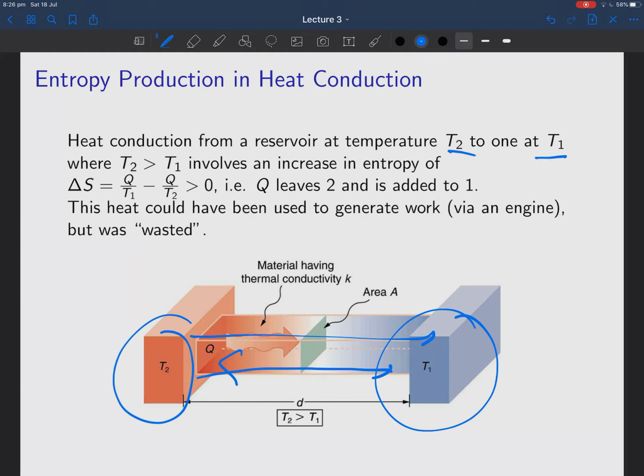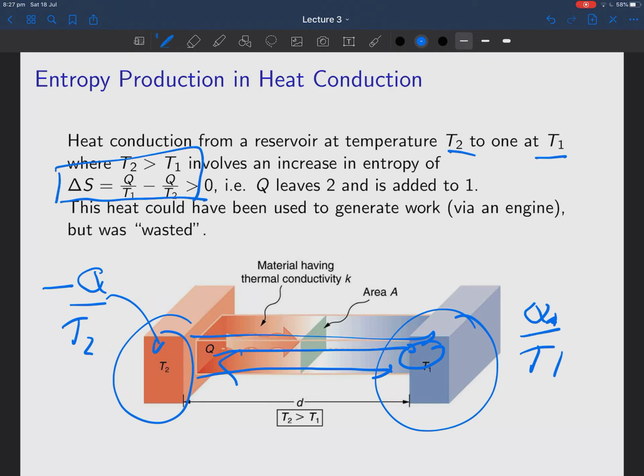So heat conduction from a reservoir at temperature T2 to one at T1 involves an increase of entropy. Why does it involve an increase in entropy? Well, because this particular object here, when there's an amount of heat Q flowing to it, it has an increase in entropy of Q on T1. And this brick, which is hot, minus Q leaves it at temperature T2. Okay, so the entropy change is what we've got here. And because T1 is less than T2, the entropy change is bigger than 0.